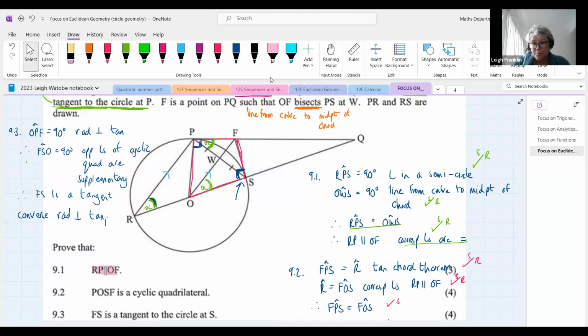Lebogang, you're welcome to unmute and speak. Ma'am, can I ask, if they gave us a specific quadrilateral, would we have to use its properties to prove certain questions? Like if they gave us a parallelogram or something.